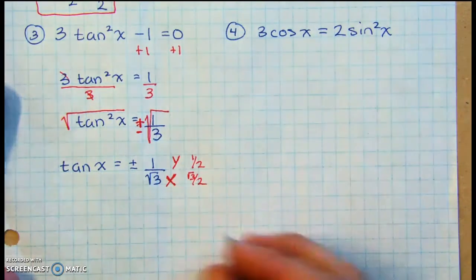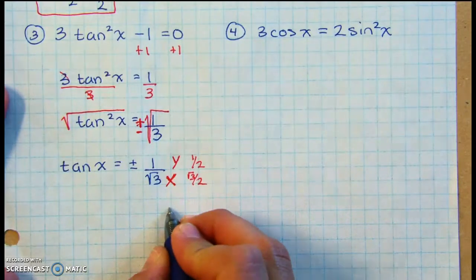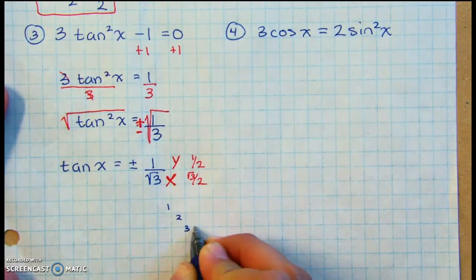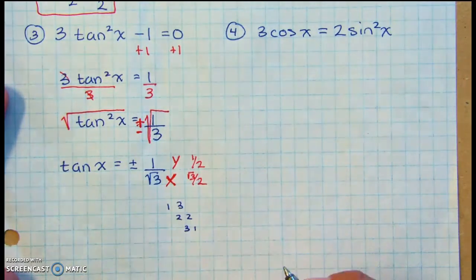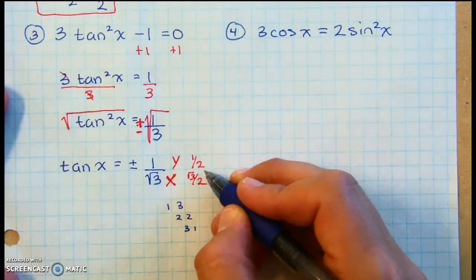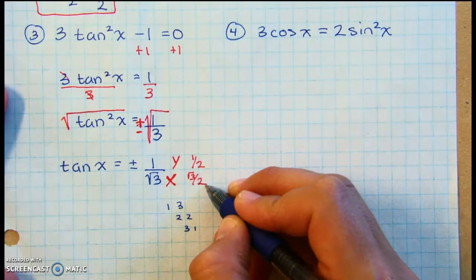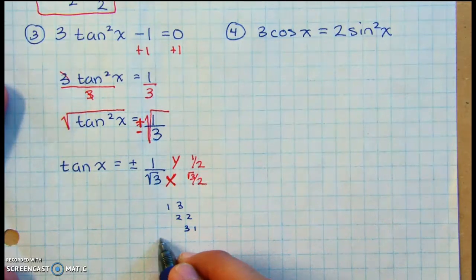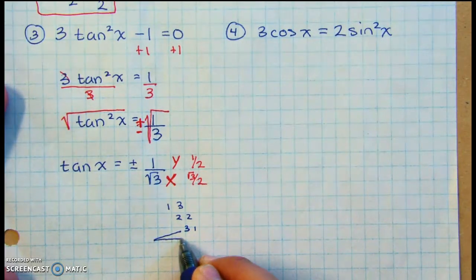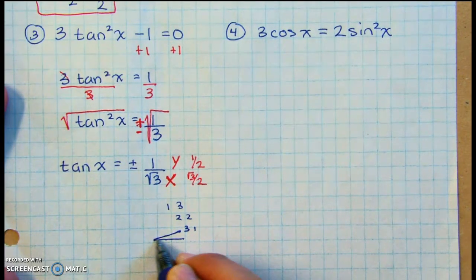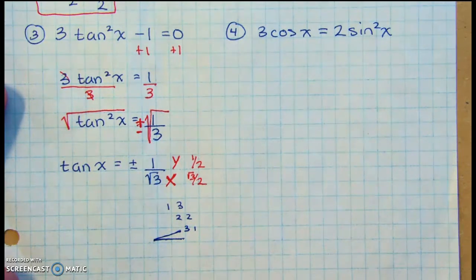So let me make my little mini unit circle here. 1, 2, 3, 1, 2, 3. And we want the y value to be the 1 and the x value to be the 3. So that's going to be this itty bitty angle right here, which is pi over 6.